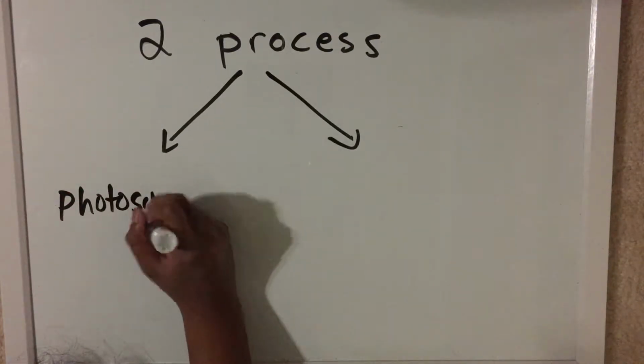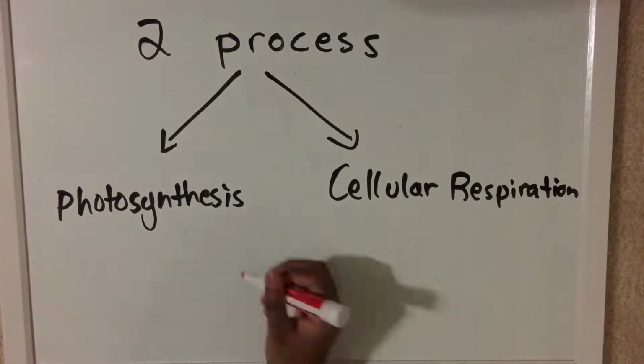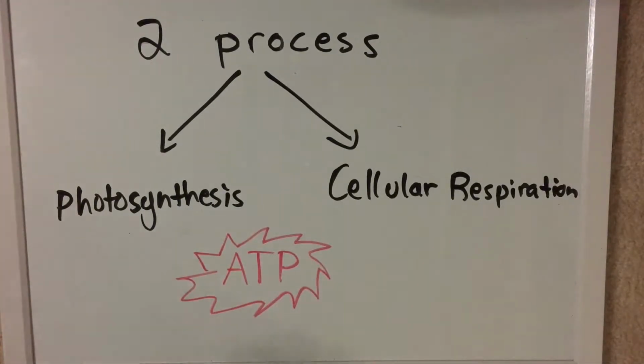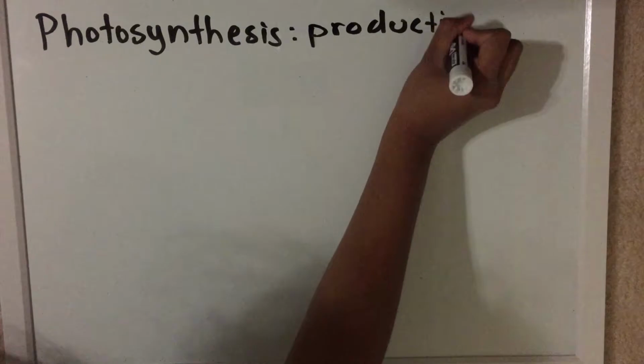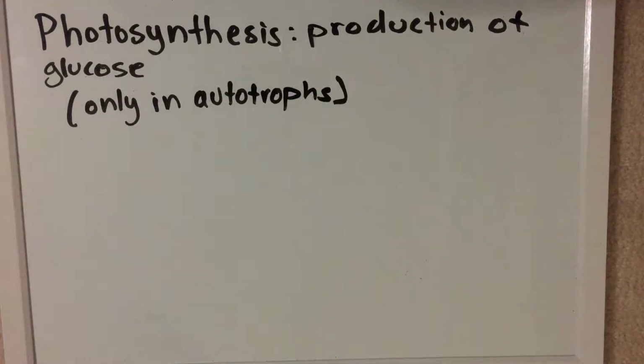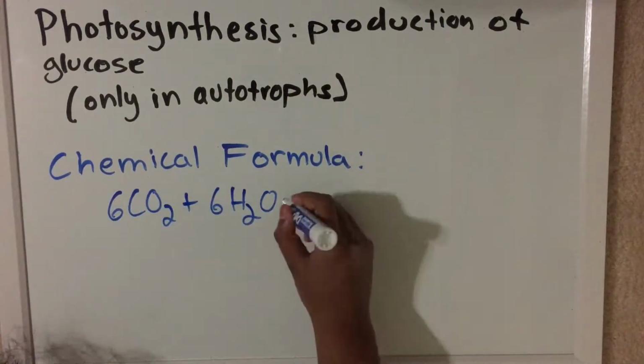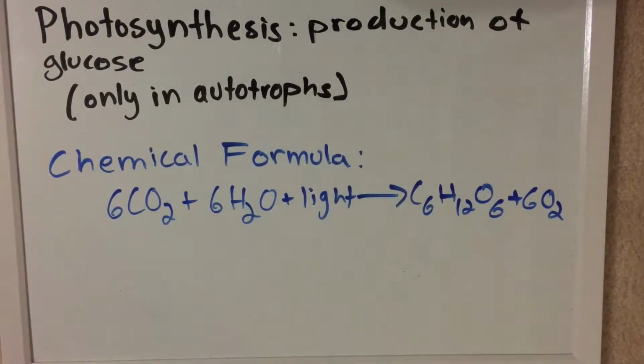There are two main processes of energy, photosynthesis and cellular respiration. The energy molecule involved in this is ATP. We'll talk more about this later. Photosynthesis is basically the production of glucose in plant cells and only occurs in autotrophs. The chemical formula for photosynthesis is CO2 plus H2O plus light equals glucose and oxygen as a waste.